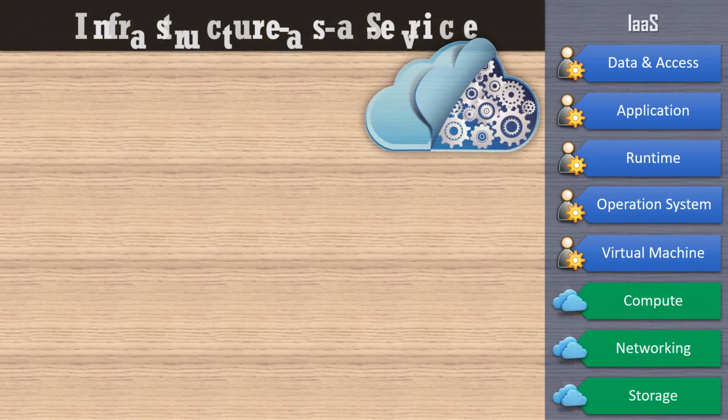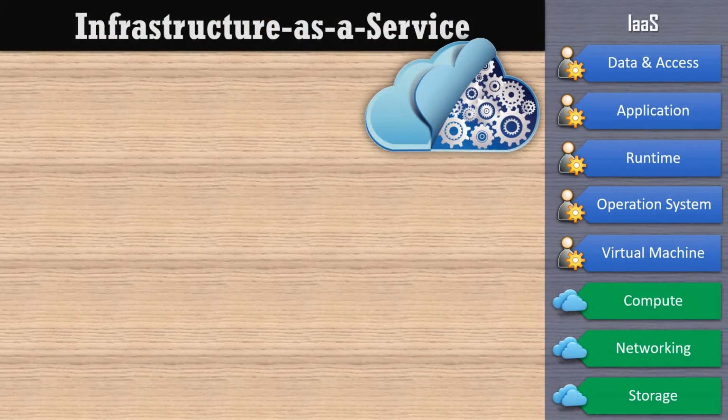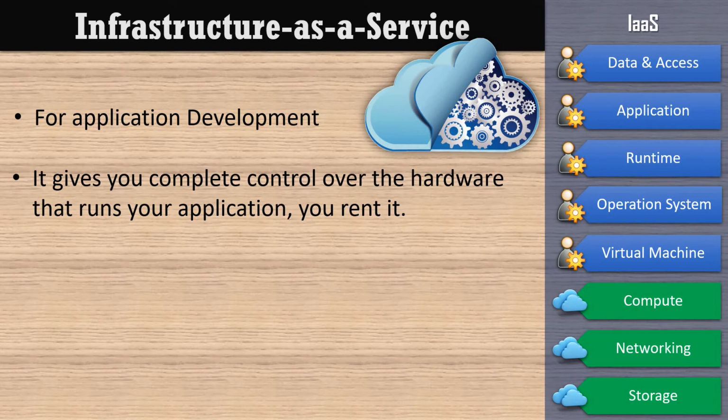So we are moving to the second one, infrastructure as a service, which is made for application development. You are going to develop your application. It will give you complete control over the hardware that runs your application, but you will rent it. So you can control it, but it will not be yours.